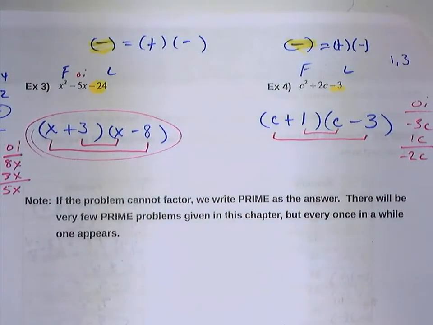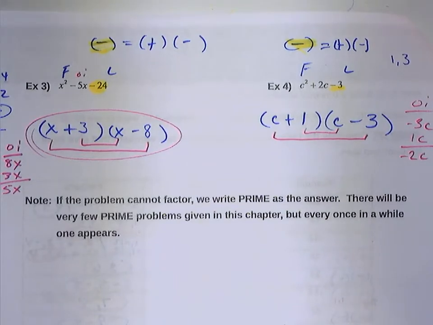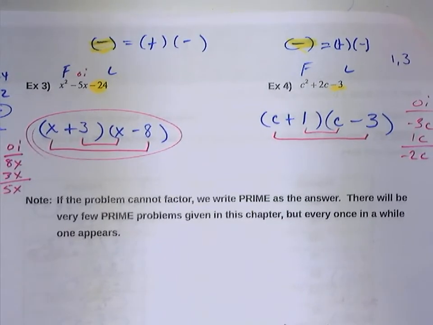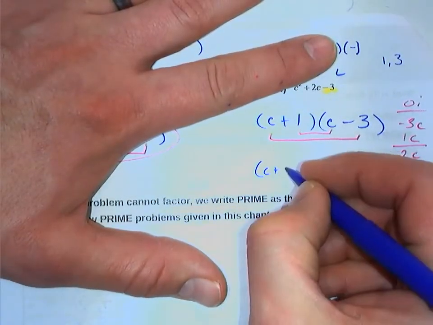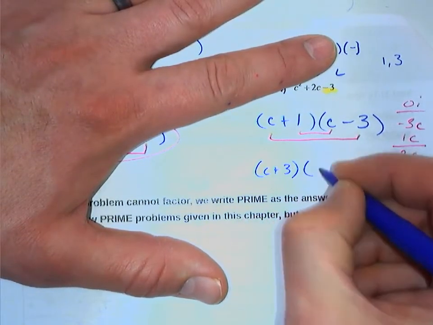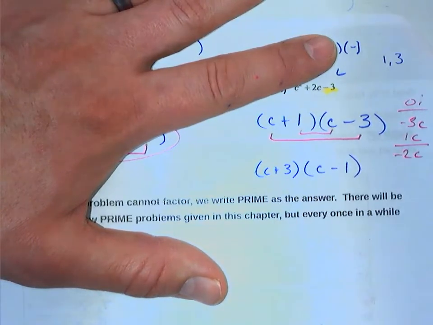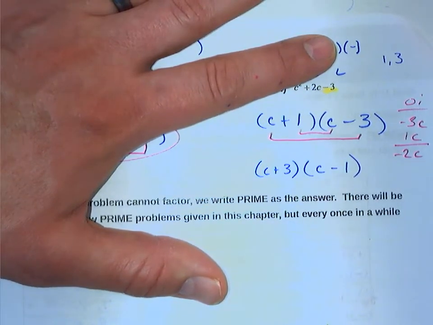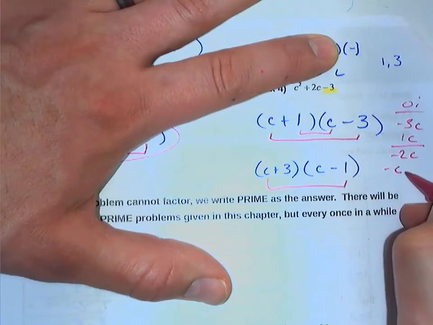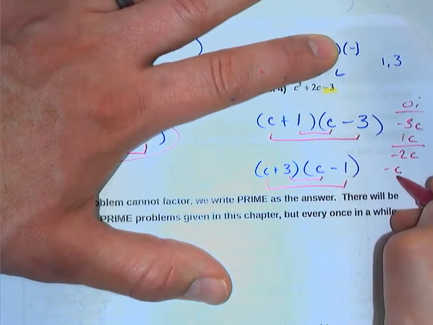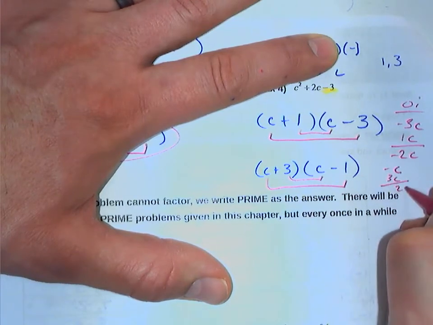I put them in the wrong place. I got my pluses and minuses in the wrong spot. 3 should be positive, right? And 1 should be negative. Now, I check. That's negative c, or 1c. That's 3c. Yes, that's 2c.